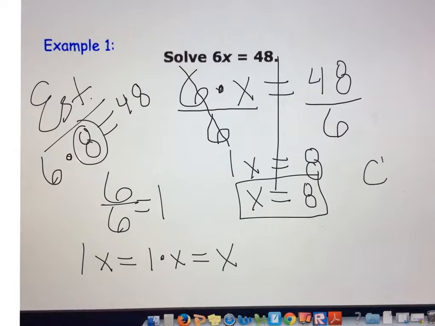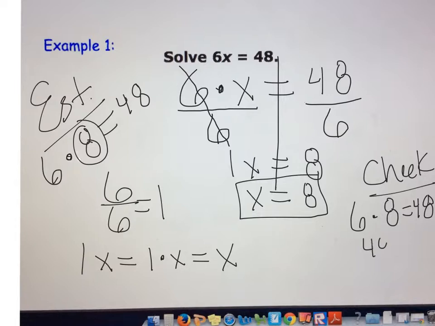Now, remember, we want to make sure that we check by substituting the value we have for the variable back into the equation. So we found that x is equal to 8. So we're going to substitute. 6 times 8 equals 48. And if they are, in fact, equal, we know we have the solution.